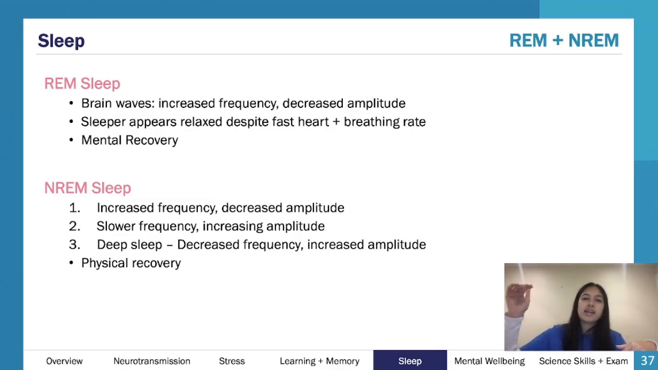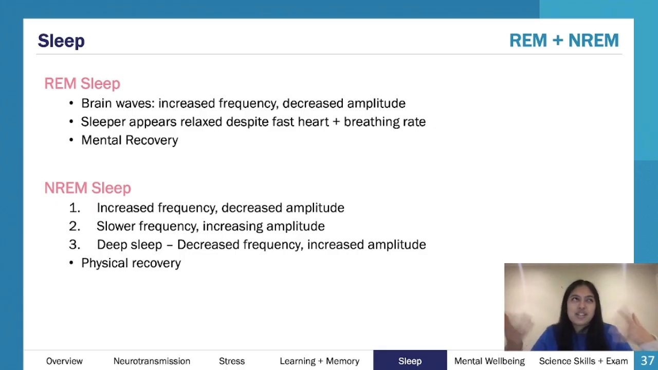NREM sleep 1 is basically a little transitional state, just as you drift into sleep. NREM 2 is your typical sleep, and NREM 3 is when you're in lovely, really nice deep sleep. So as you go deeper into sleep, your brain slows down, your frequency decreases and your amplitude increases. When you're awake, in normal waking consciousness, your brain is moving pretty quickly, with increased frequency, and the waves are very short. I won't draw it out, but you can imagine my little finger, right? Whereas in deep sleep, they're going very slow and very high.